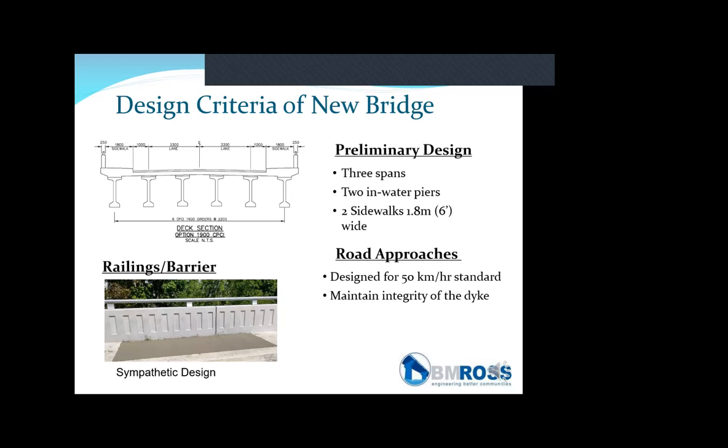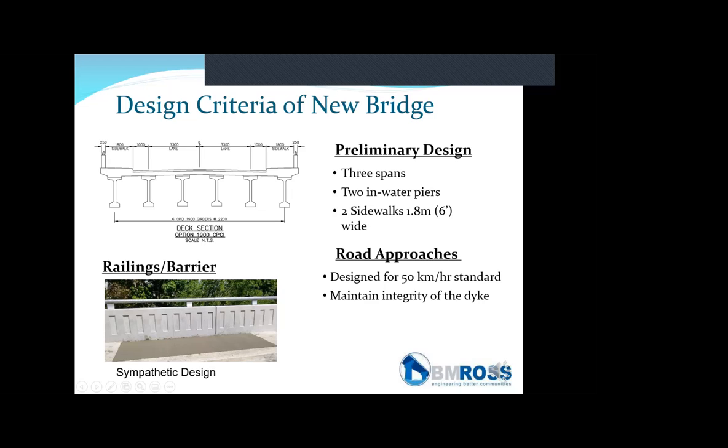The image at the top left of the screen illustrates a possible cross-section for the new bridge. There'd be 2 lanes of traffic measuring 3.3 meters, that's 10.8 feet in width, and a 1 meter side clearance on each side, and sidewalks on either side at 1.8 meters, that's 6 feet wide. This example is from the new bridge in Chesley.